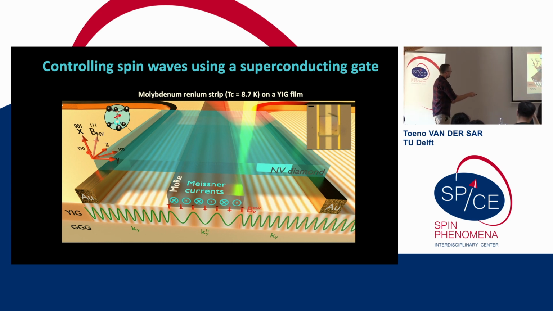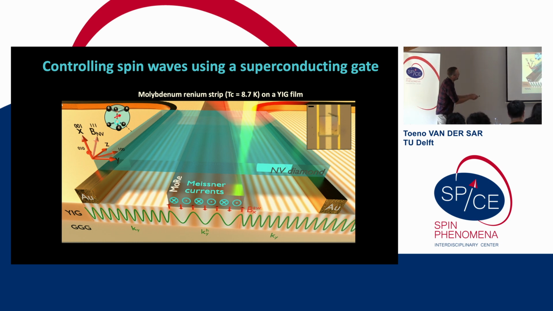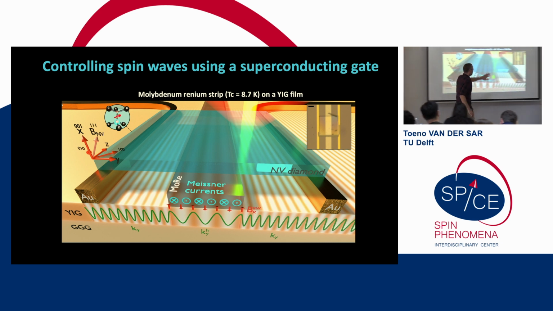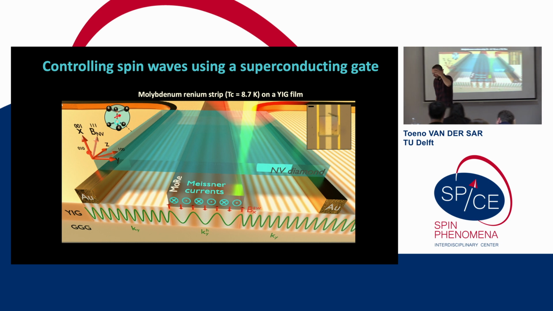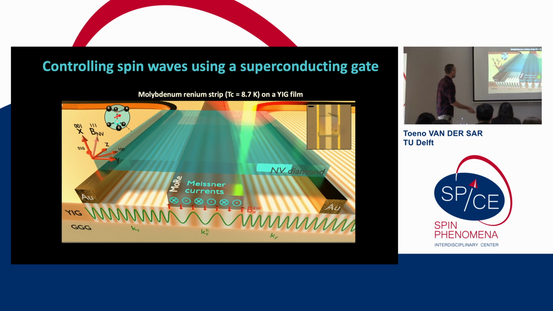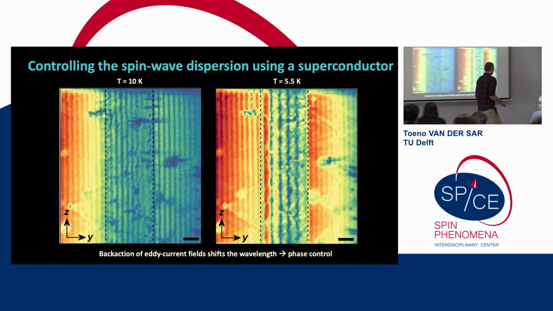The way we detect it again is with an NV diamond. So we put an NV center diamond on top. Here you see a 100 by 100 micron membrane of diamond that we placed on top of the magnetic film. Here's the superconducting strip in the center. And then we start imaging the spin waves in this system.